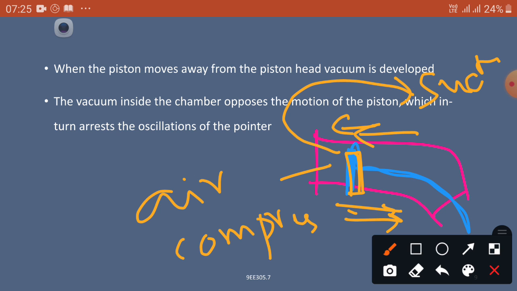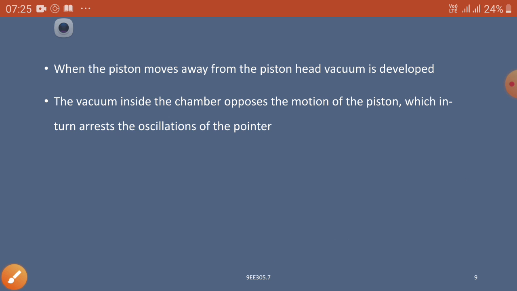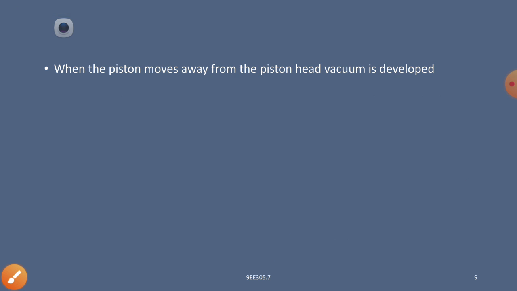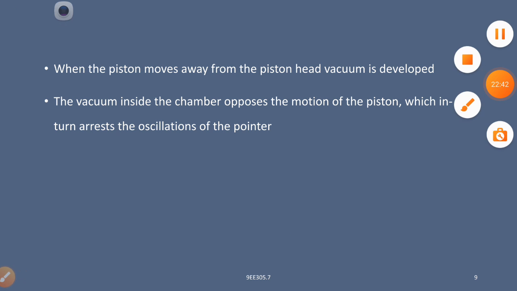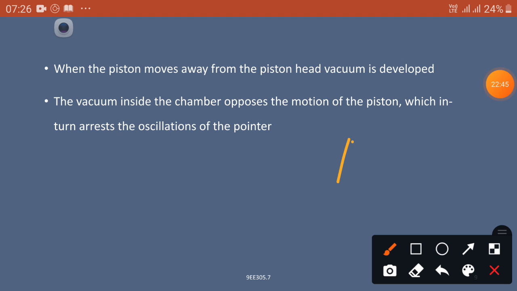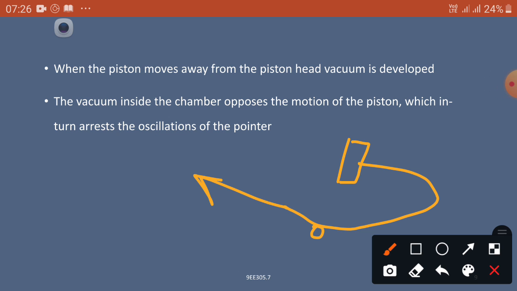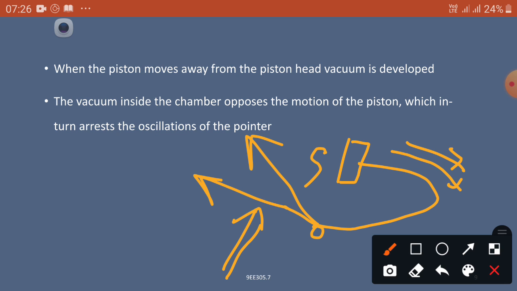That means now it is connected to our pointer. What is happening? So now this is connected to our pointer here. Now what is happening? If deflecting torque is applied here, it tries to move in this direction. But here suction doesn't allow it to move in this direction. If the deflecting torque is more, then it easily overcomes this and it will move in this direction. Some opposition takes place. Due to this opposition, the pointer doesn't overshoot the final position.